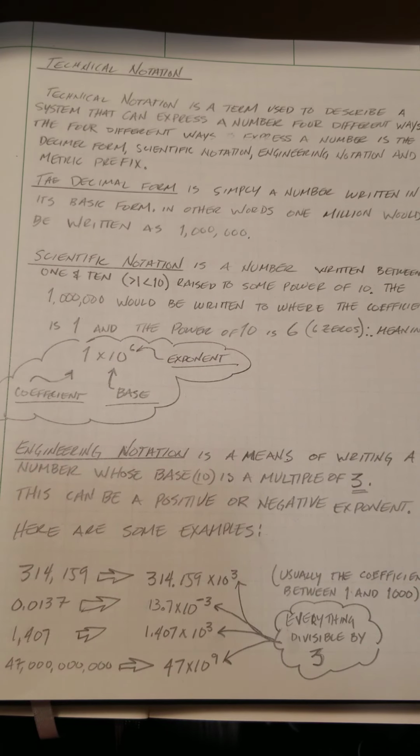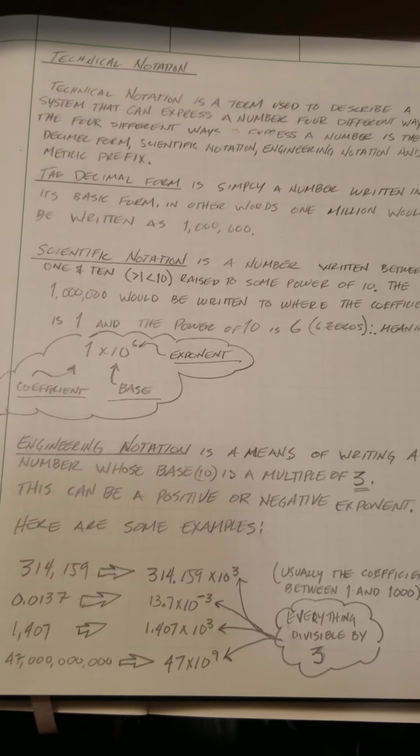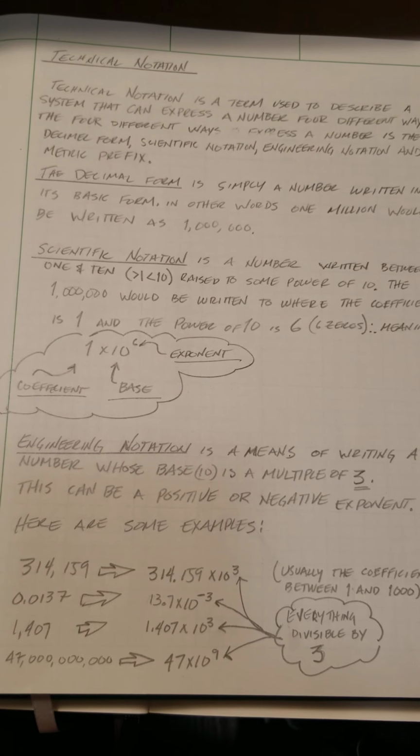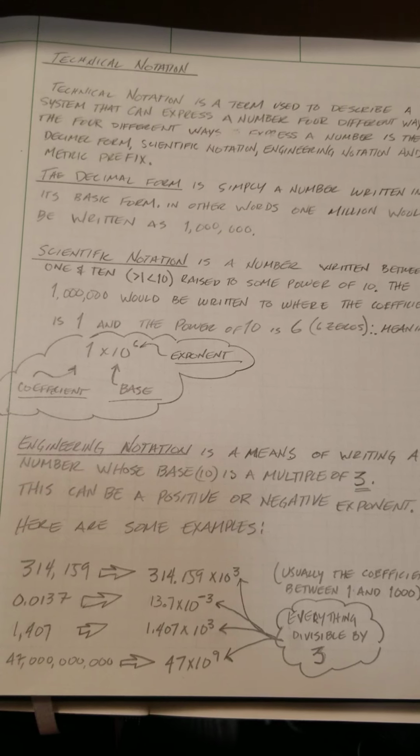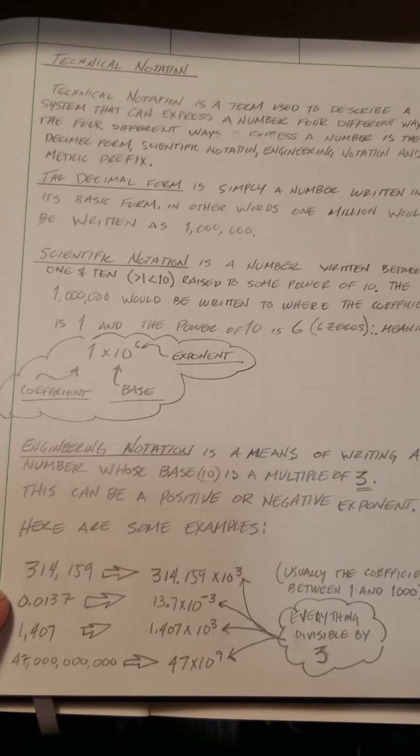Engineering notation is a number that is written whose exponent is a multiple of 3. So 10 to the 3, 10 to the 6, 10 to the 9, or 10 to the minus 3, 10 to the minus 6, 10 to the minus 9. Some multiple of 3 is what that exponent will be when we're discussing engineering notation.